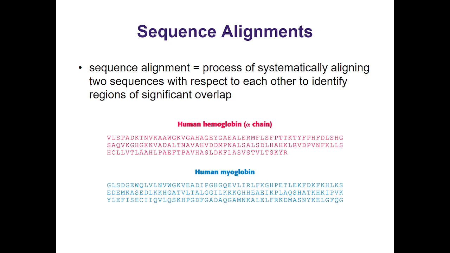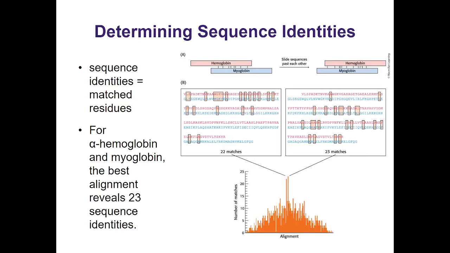Sequence alignments are a process of systematically aligning 2 sequences with respect to each other to identify regions of significant overlap. And so right here we see this process with human hemoglobin, our alpha chain here, and human myoglobin. And see, these are the sequences of amino acids for our proteins. We're aligning them up so we can see if there are repeat patterns here, which there are, by the way, because, again, we have the same heme groups that bind to oxygen, etc.